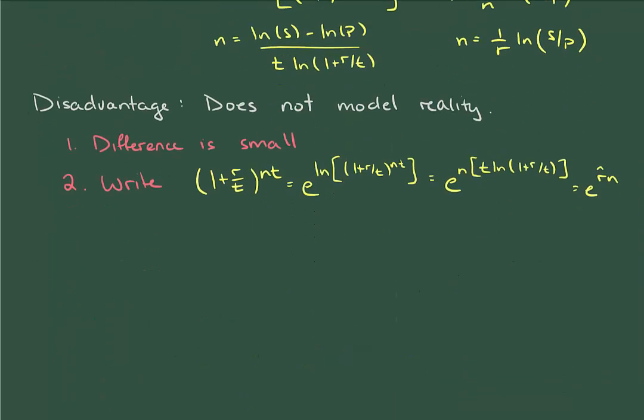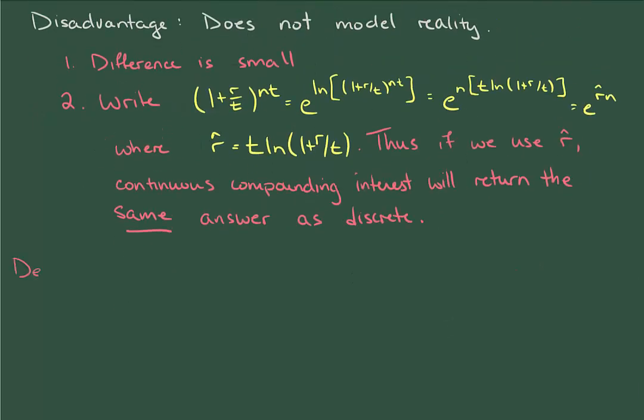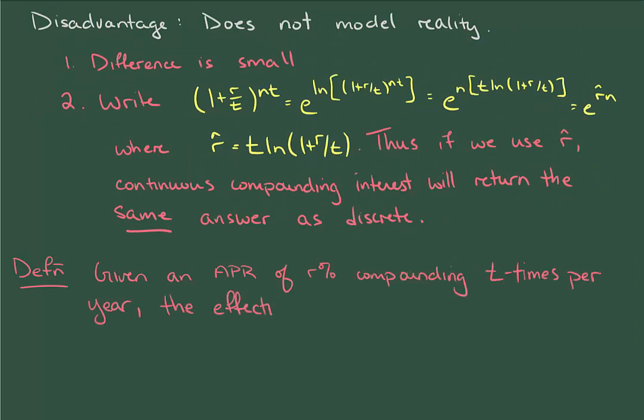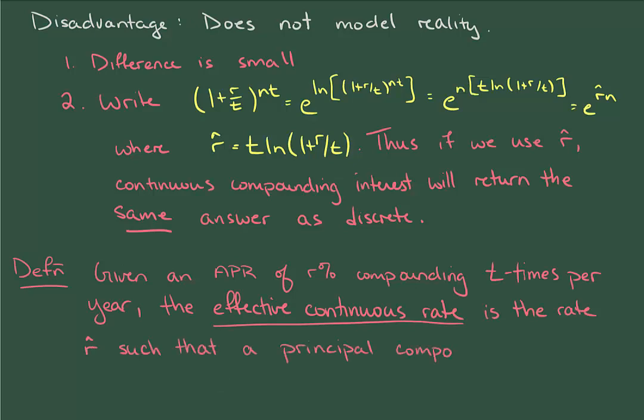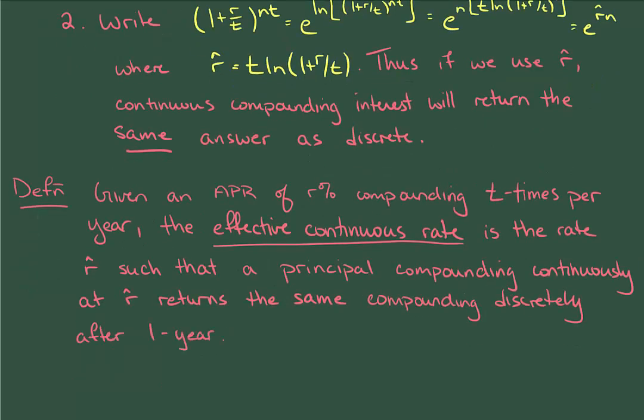So here, r hat is the value of the thing in the square brackets. And it tells us that continuously compounding at this rate r hat will return the exact same value as compounding discretely with the rate r. And so this leads us to the following definition. Given an APR of r% compounding T times per year, the effective continuous rate is the rate r hat such that a principal compounding continuously at r hat returns the same as the one compounding discretely at the rate r after 1 year. Think about this for a second.